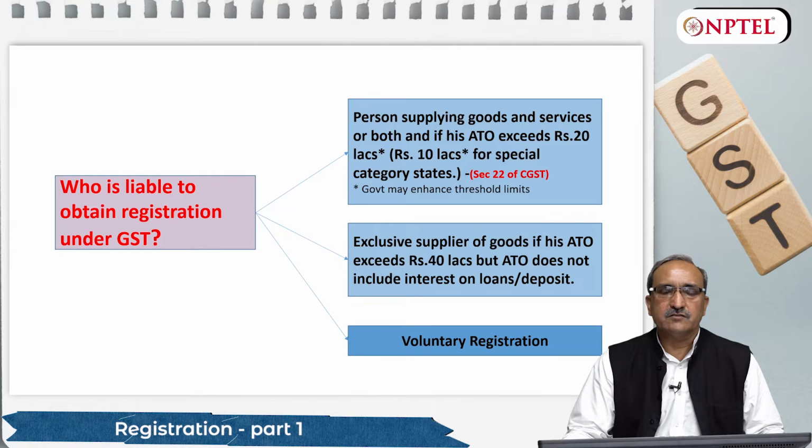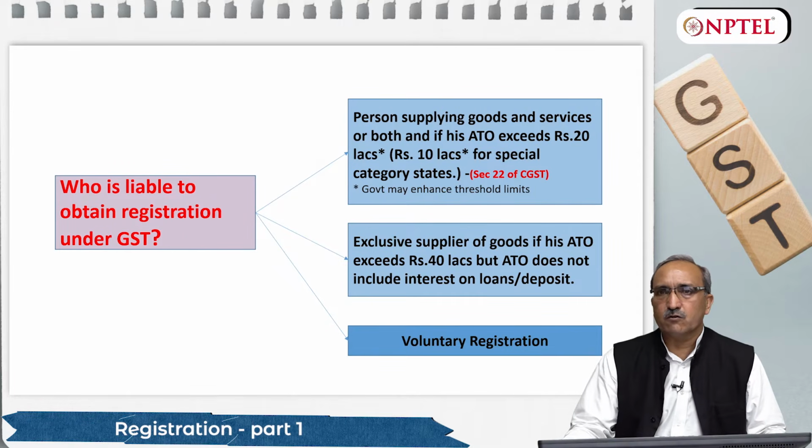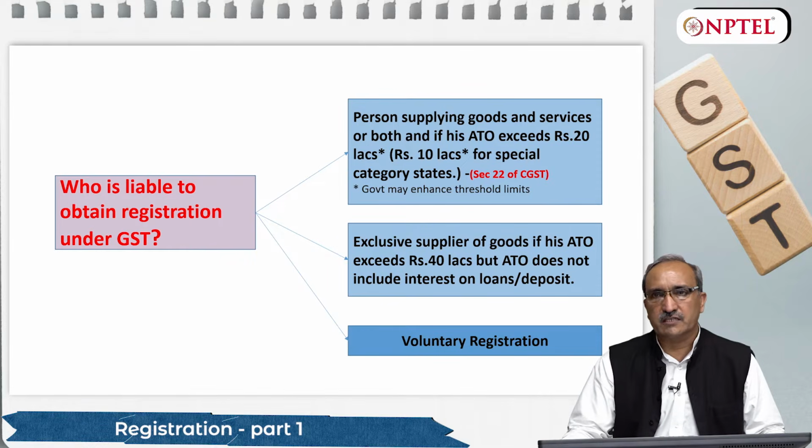It is a very simple provision and the very first provision of GST law. It says a person supplying goods or services or both, and if his aggregate turnover exceeds 20 lakh rupees. In simple words, if any person doing business, maybe supplying goods or supplying services, maybe a manufacturer, maybe a trader, if his annual aggregate turnover is more than 20 lakh rupees, he is supposed to take registration.